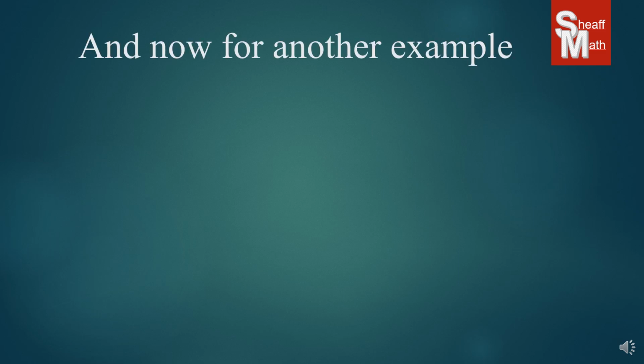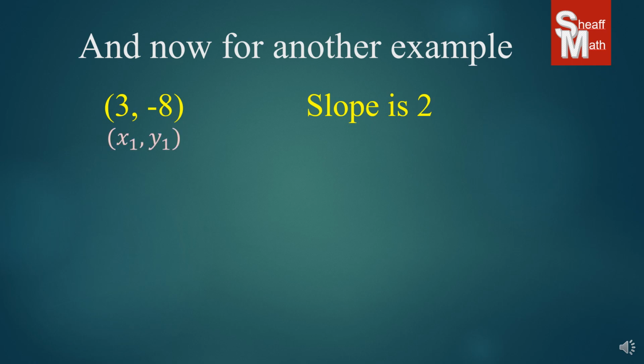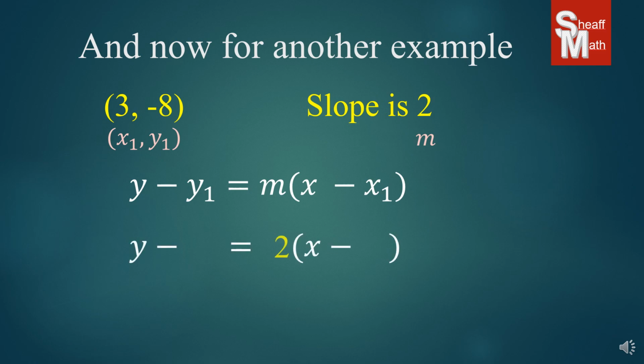All right, now we have an example, and the only difference between this one is there is a negative in that y right there for our y1. So we are going to do the same thing where we put 2 in for our m, that's our slope. We're going to put in 3 for our x1. And we're going to put in -8 for our y1.